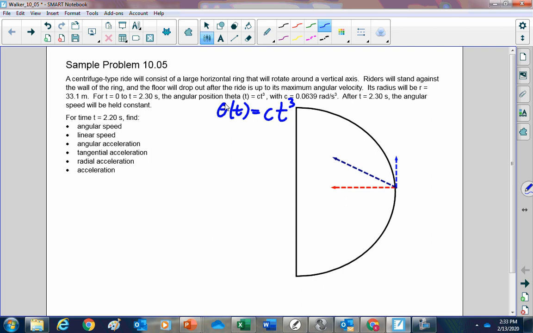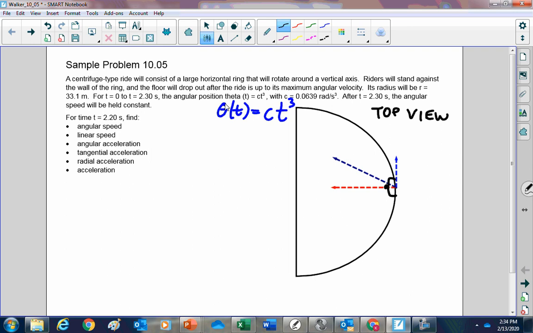So what's happening here is that a person's going to stand against the wall. They're going to stand right here. This is like a top view. After they get in the ride, obviously it needs to speed up. It's going to spin in a circle, but we're talking about the speeding up phase of this.